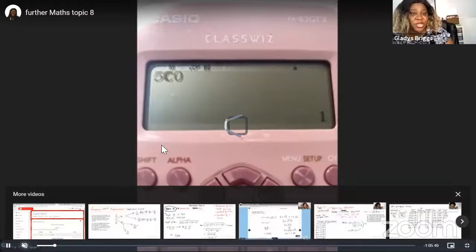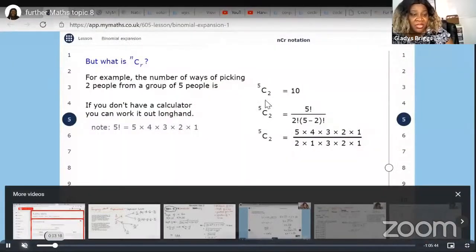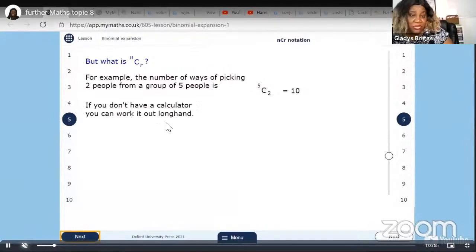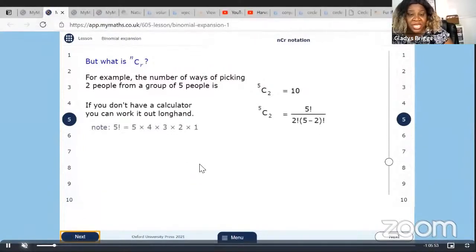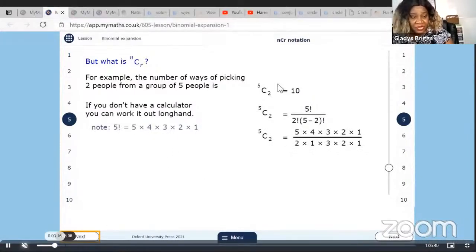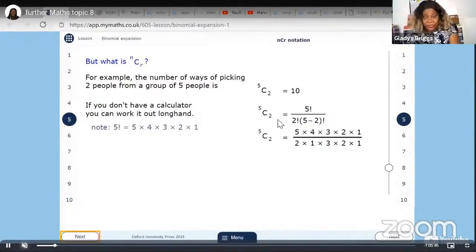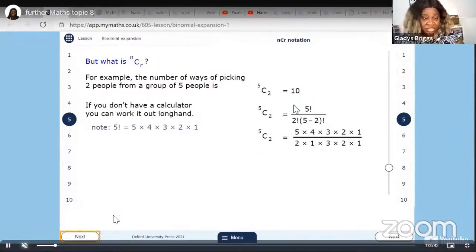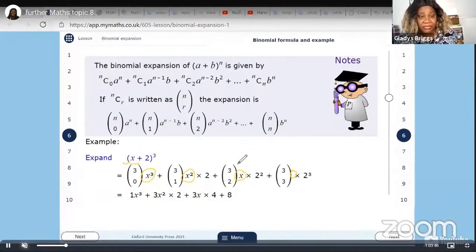So you had to use your calculator to do the first one. And you already know how to find nCr, or choose, on your calculator. You learned how to do that in foundation maths. So there goes the first example.